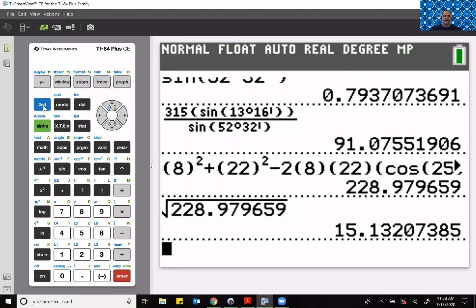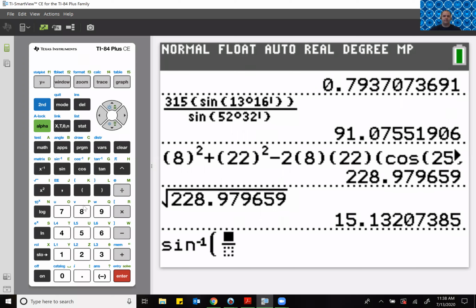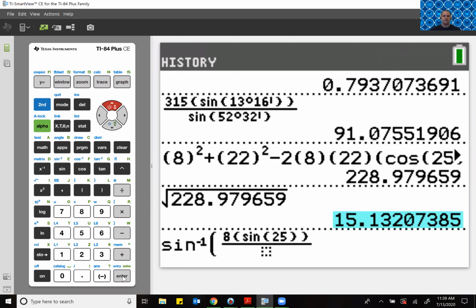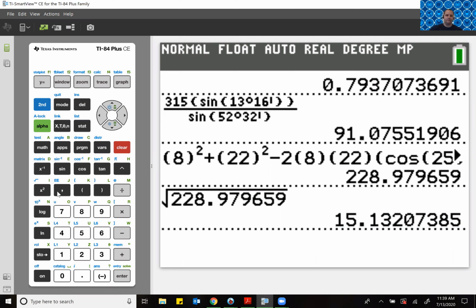So, second sine alpha y equals 8 parentheses sine 25, close, close. So let's see what it does when I do this. Grab that. Nope, didn't put it in the spot I wanted it. Oh, shoot. I just undid everything. Easy fix, though.